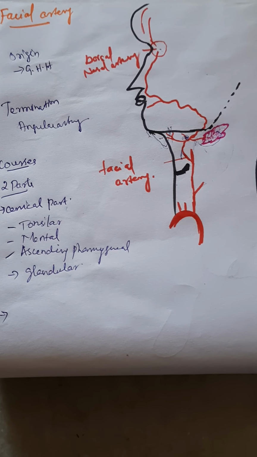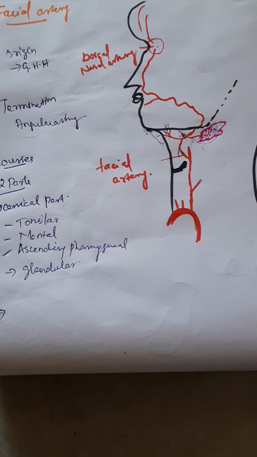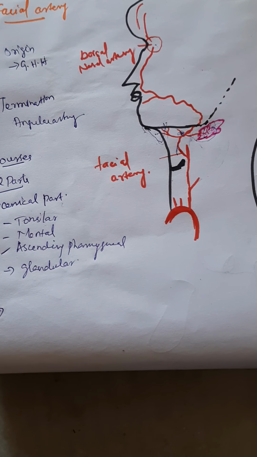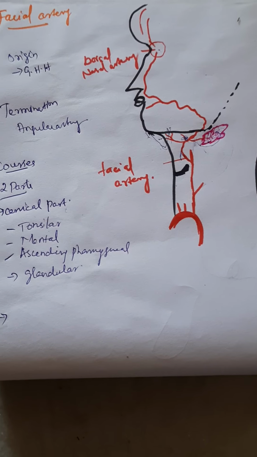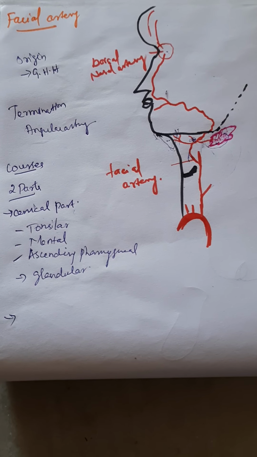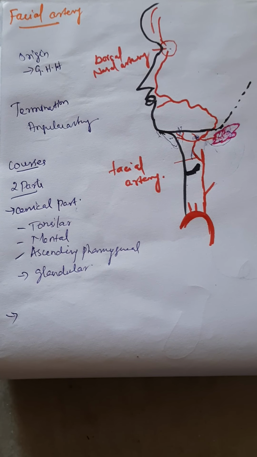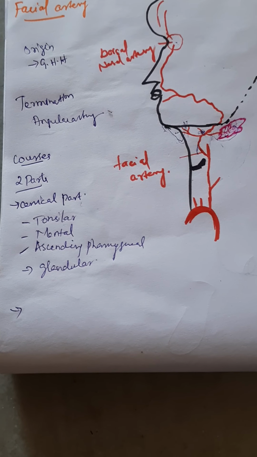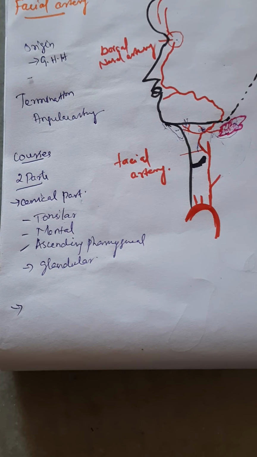Whenever they ask in the exam, you should know the artery's origin as well as the termination, how it passes, which we call the course, then the branches it supplies, and the area of distribution as well as the applied anatomy. Now see what the origin is.